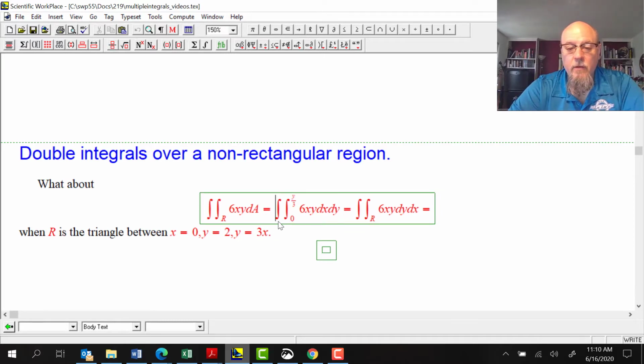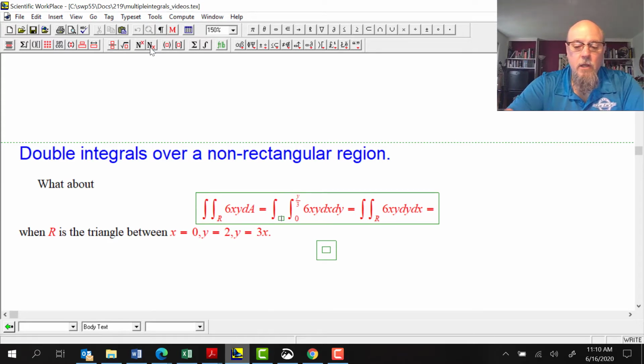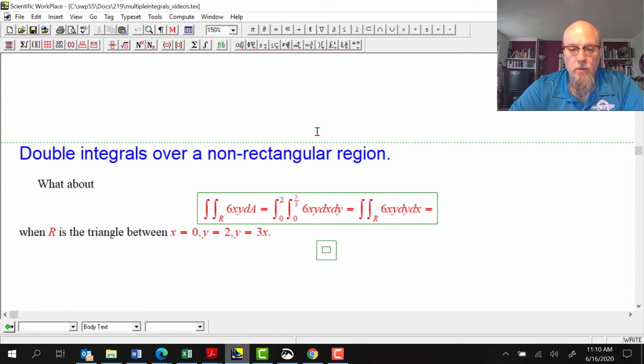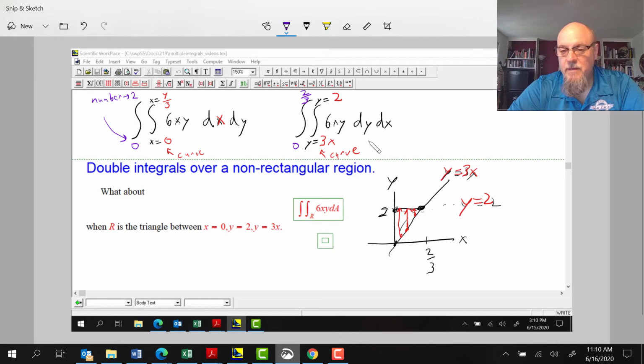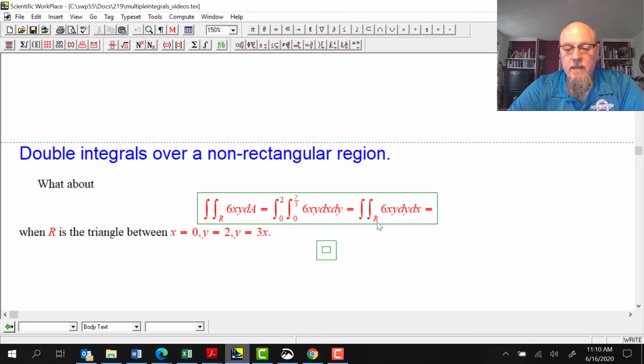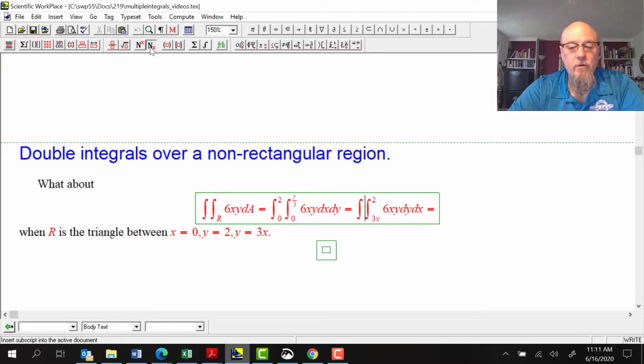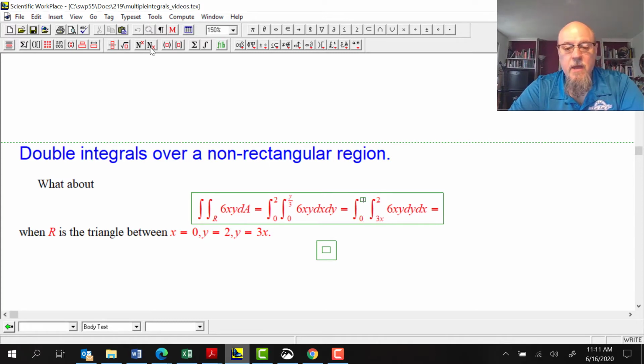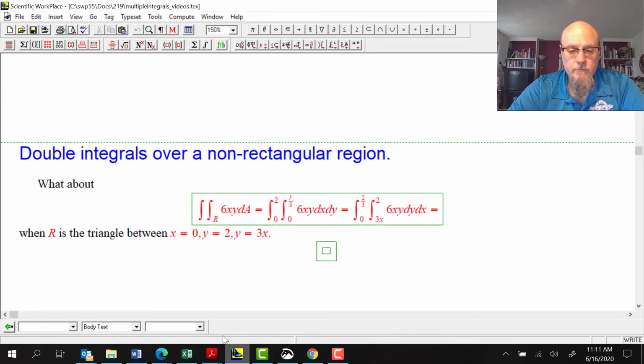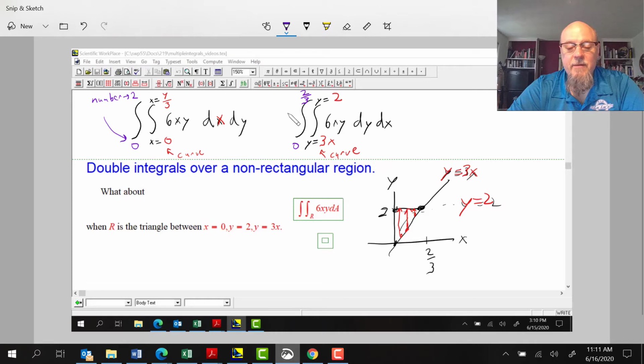And then our y's, for the outside one, lowest y in the whole shape, highest y in the whole shape. And here's our function then that we can integrate. If we did dy first, then we started at y equals 3x and we ended at y equals 2. Those are curves. And then our outside things were numbers. Lowest x in the whole shape, highest x in the whole shape was what? 2/3. And I'm claiming these are equal.